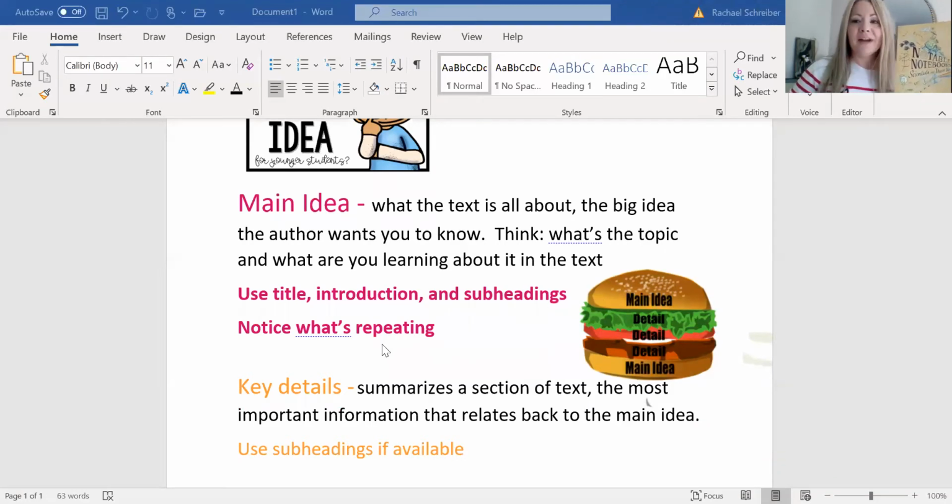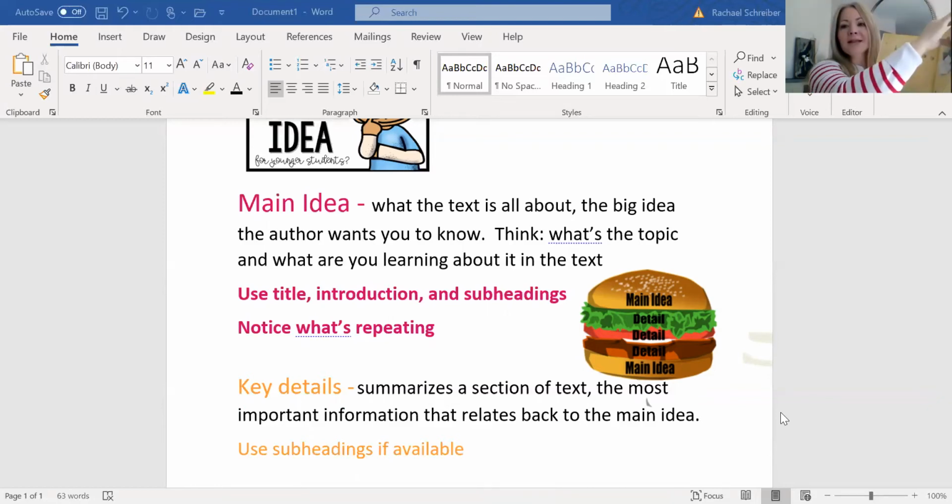So we need to find some key details now so that we can retell what this book is all about a little bit more. So key details will summarize each section of the text. That means you're going to tell the big idea of each section in the text in about one, sometimes two sentences. It's the most important information that you're learning in each section that goes back to your main idea. See how important it is to figure out that main idea right when you begin reading? So the main idea is that scientists' notebooks are special tools that are important.